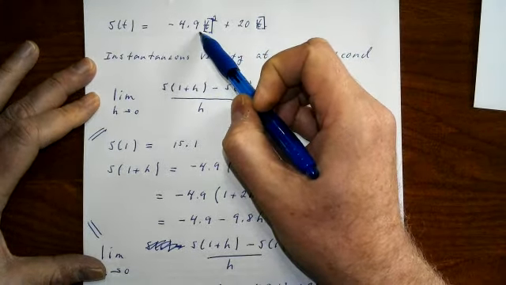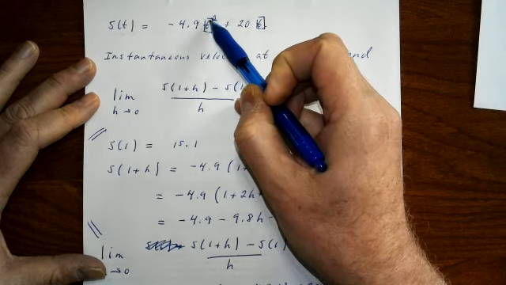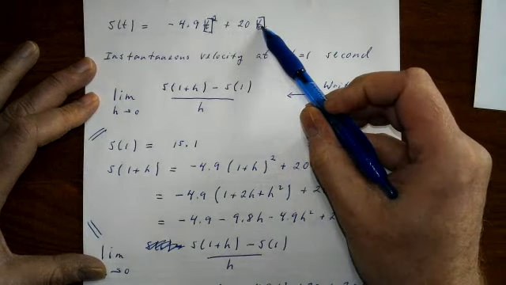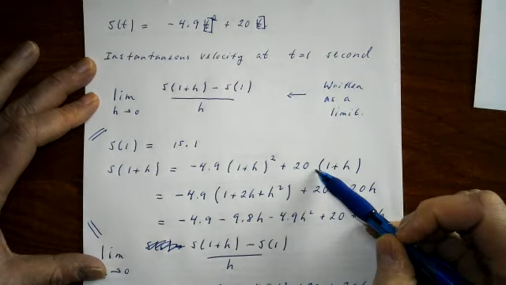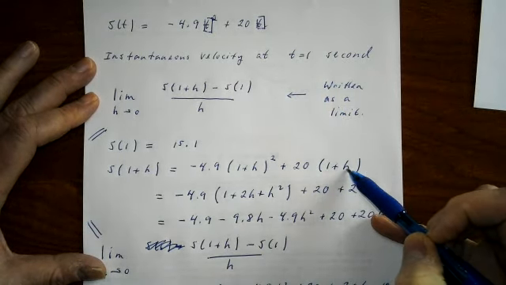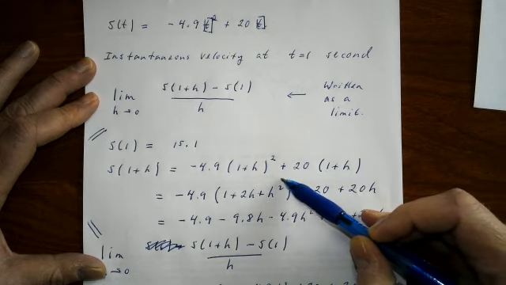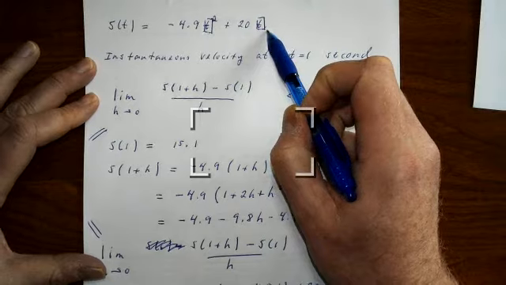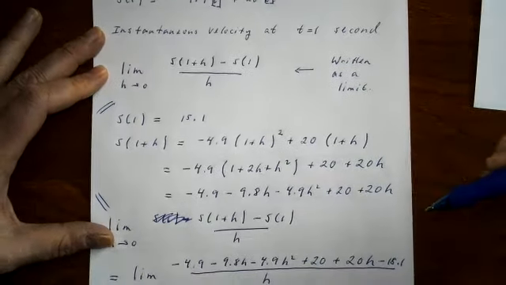So we're going to take minus 4.9, and then we're going to take t plus h quantity and square it. We're going to plug t plus h into this box, so we'll have 20 times t plus h, or in this case, 1 plus h. We're substituting 1 plus h in everywhere we see a t.